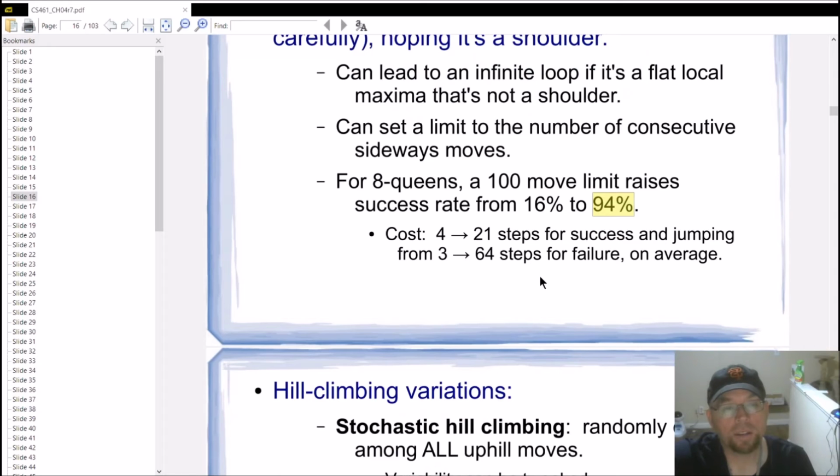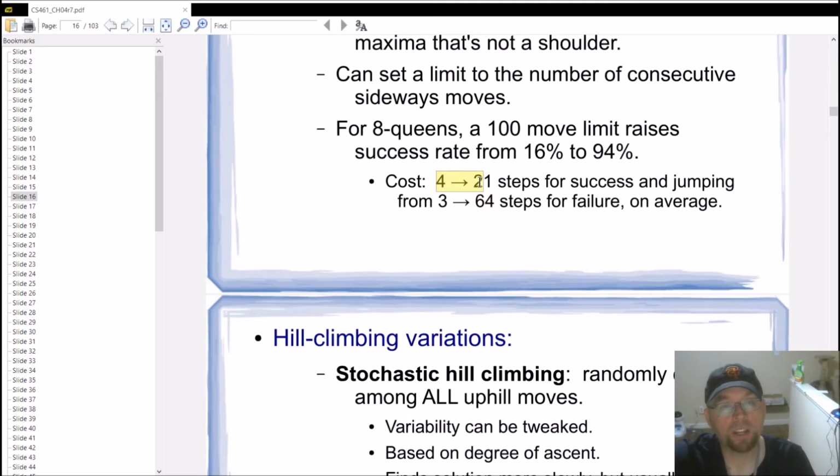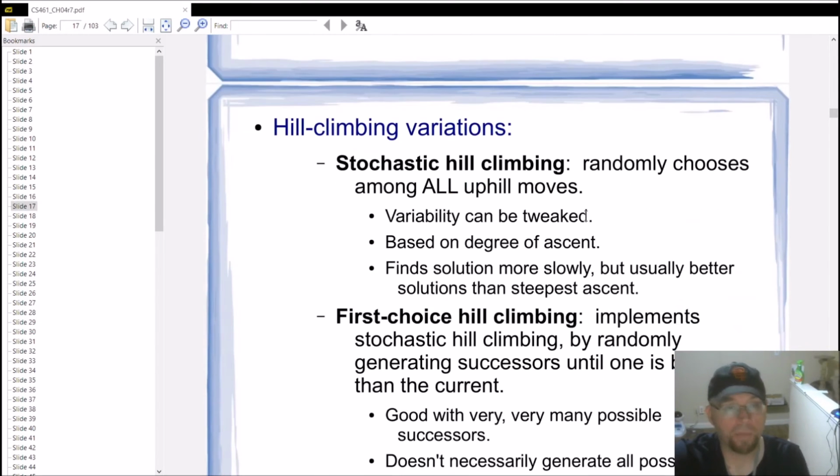All right. Now, it cost you a little bit more. From 4 to 21 steps for success in making this change. And then for failing, on average, you don't fail in 3 steps, you fail in 64 steps, right? So it's a little bit slower in that regard, but look at the odds of finding your solution. It gets way, way, way better. Okay, finding your goal. So here's a couple of additional variations.